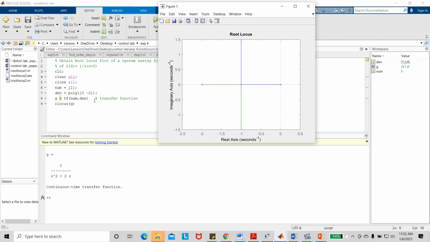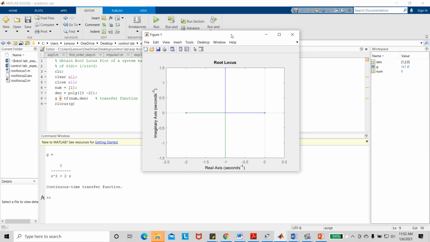Here we got the open loop transfer function G = 1/(s^2 + 2s). The maximum power of s in the denominator is 2, so the given system is a second order system. And this is the root locus plot.